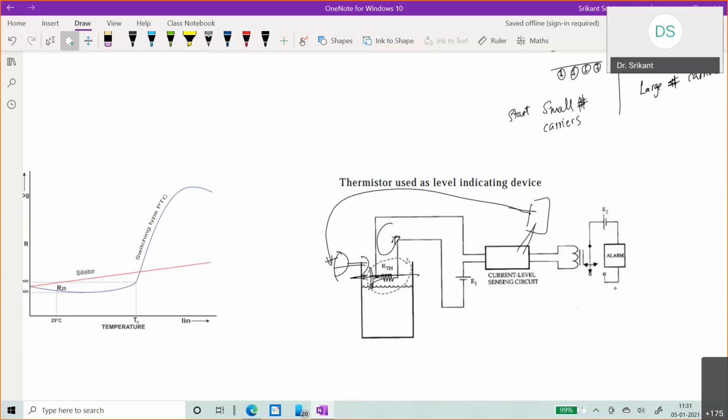This is just your sensing element, right? Same block like we discussed earlier. You have a sensing element which gives an output, then you have your signal conditioning, signal processing, and then some actuation happens.